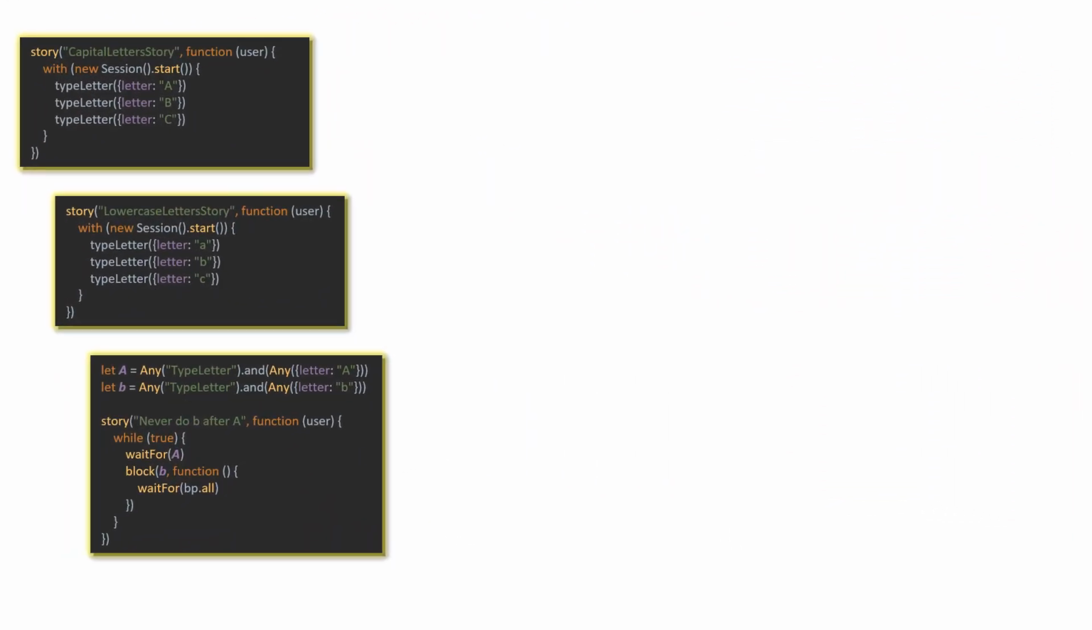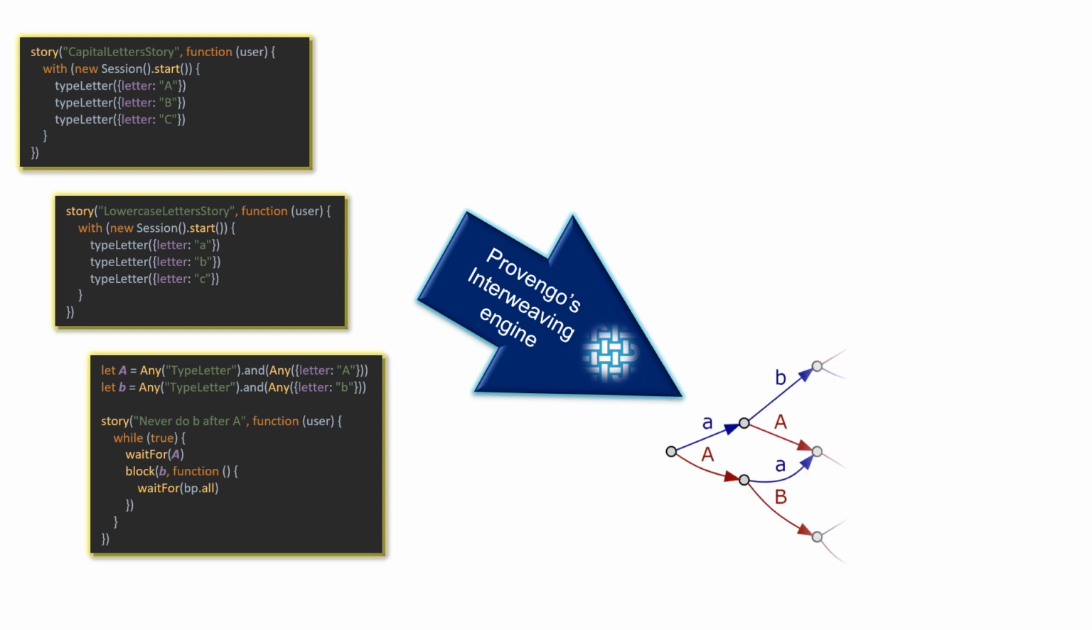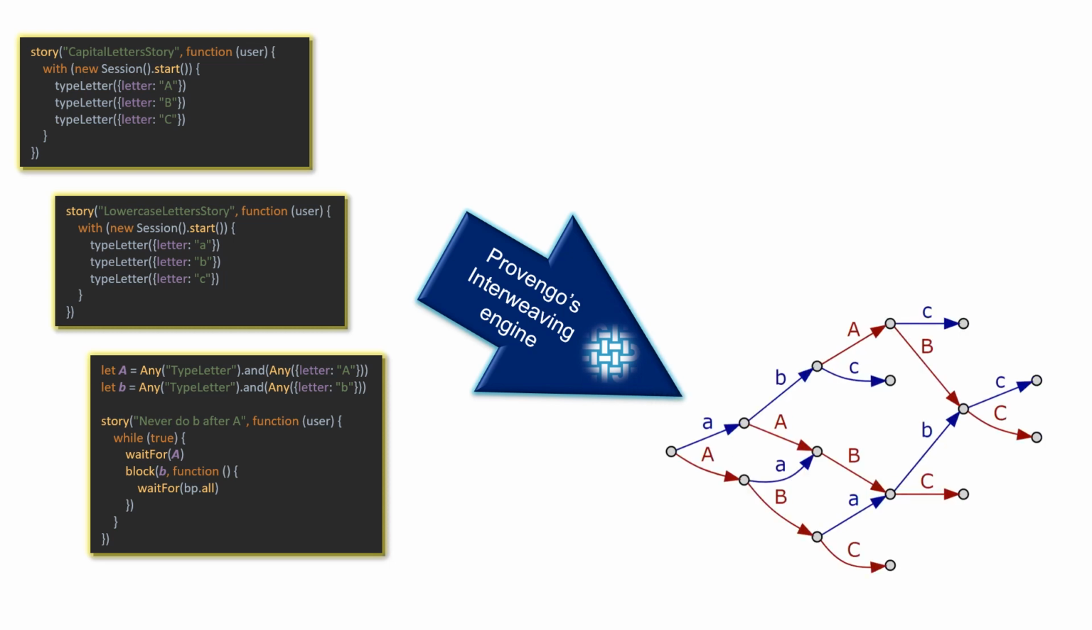With Provengo, users can just specify the stories, and the tool automatically interleaves them in all possible ways. The first two boxes describe the linear stories, and the third one describes the requirement that lowercase b does not happen after an uppercase A. Note that the stories are described separately in order to keep the model simple. This also caters for easy maintenance.